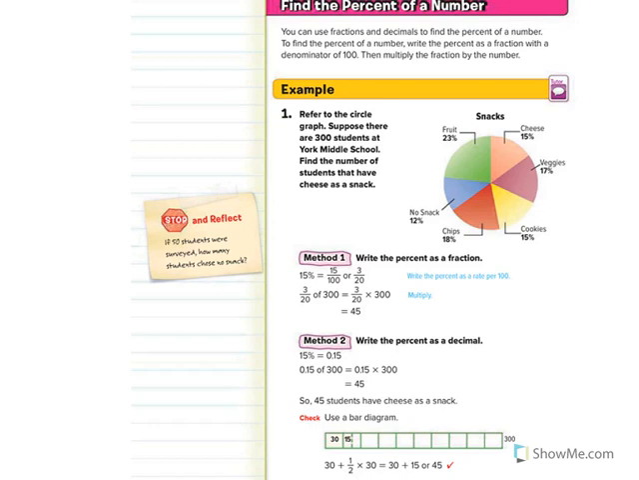Let's look at example 1. Refer to the circle graph. Suppose there are 300 students at York Middle School. Find the number of students that have cheese as a snack. So I can do this two different ways.